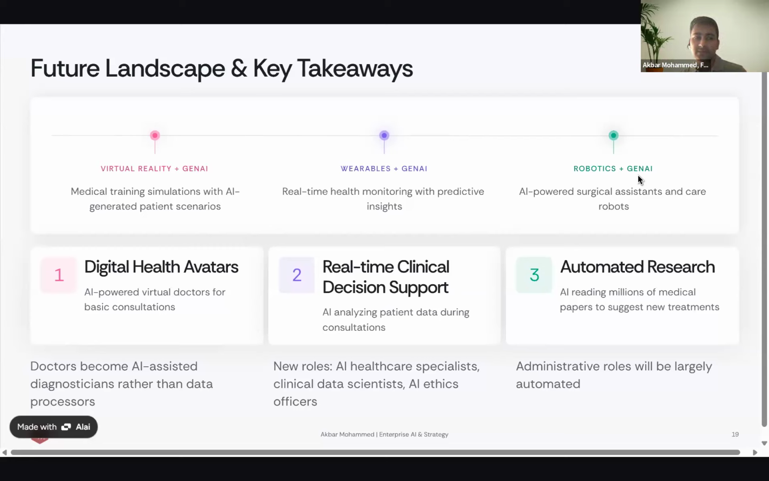Even cars, even self-driving cars have not fully evolved. That is something that is still evolving, and you will see some of that becoming more accessible as surgical assistants or care robots in the future. But it'll take some time.